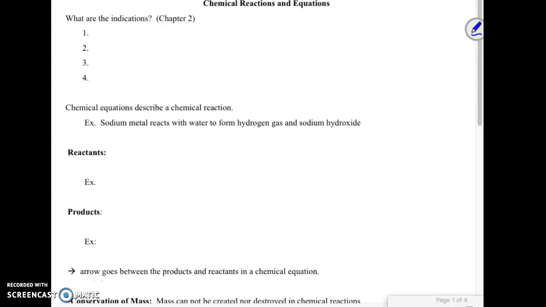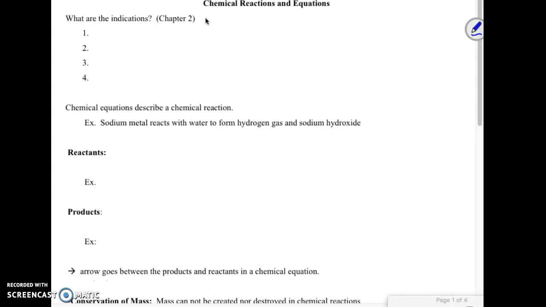Hello, everyone. I was just going to start our notes on chemical reactions and equations. So the first thing I wanted to talk about was what are the indications of a chemical reaction? How do you know a chemical reaction is happening versus a physical change occurring?